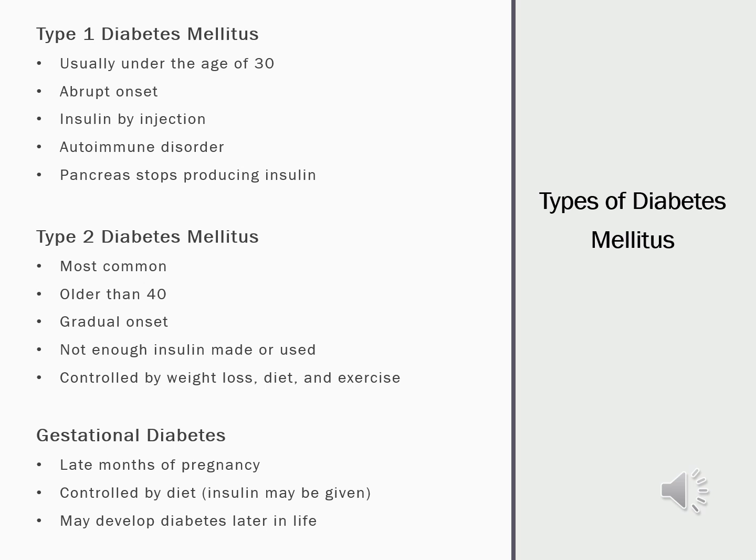And then there's gestational diabetes, which develops during pregnancy due to hormones from the placenta that interfere with insulin action. It occurs in the later months of pregnancy and is controlled by diet, but insulin may also be given. This type of diabetes is resolved once the baby is born. However, research has shown that these patients have a higher tendency to develop type 2 diabetes later in life. Babies that are born to gestational diabetes mothers are usually over 9 pounds when they're born.